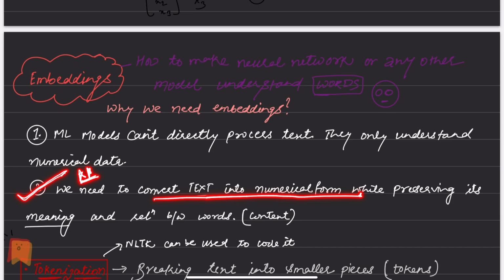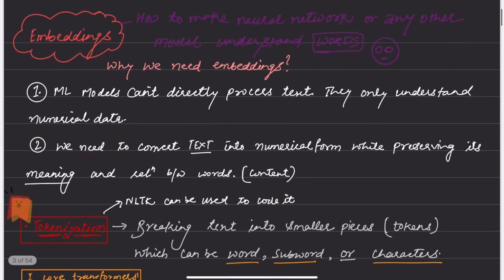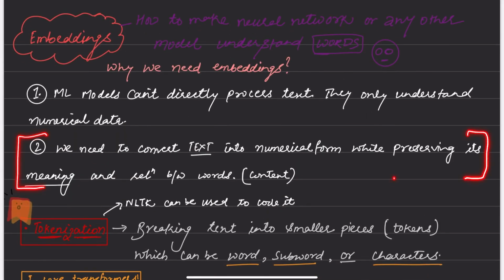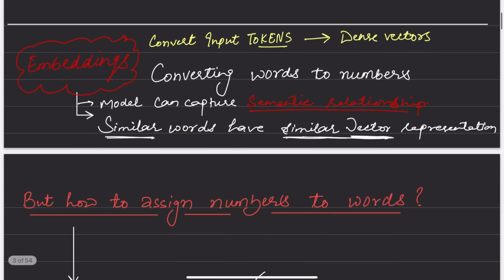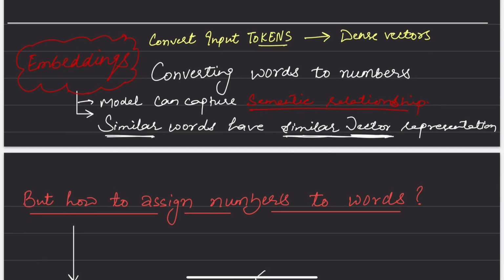That's the important part, and we will see this in much more depth when we talk about the attention mechanism or sequence to sequence modeling. So this part will keep on coming again and again. First thing is tokenization. Tokenization converts words into tokens, and from that we generate embeddings. Embedding converts input tokens into dense vectors. So it's converting words to numbers. The model can capture semantic relationships, and similar words have similar vector representations. This should be there as well.